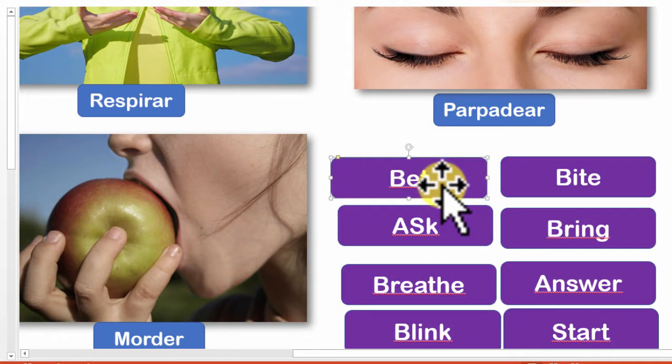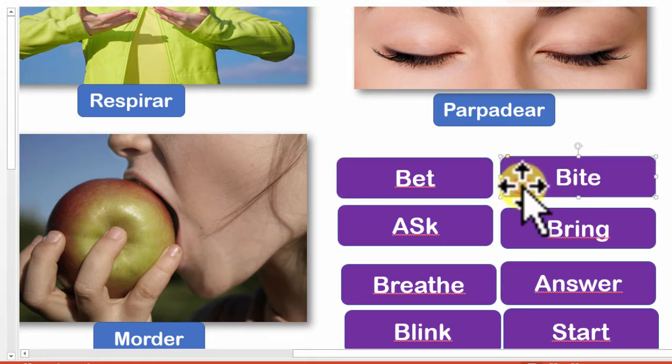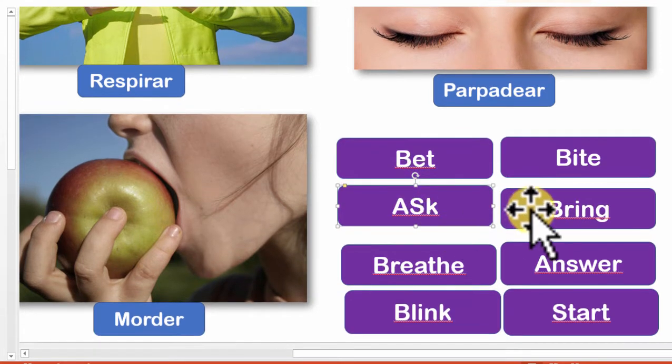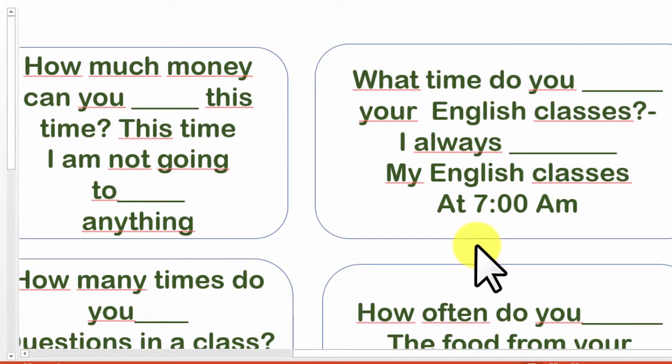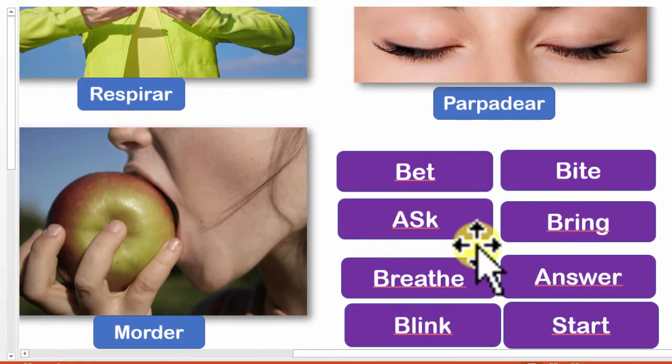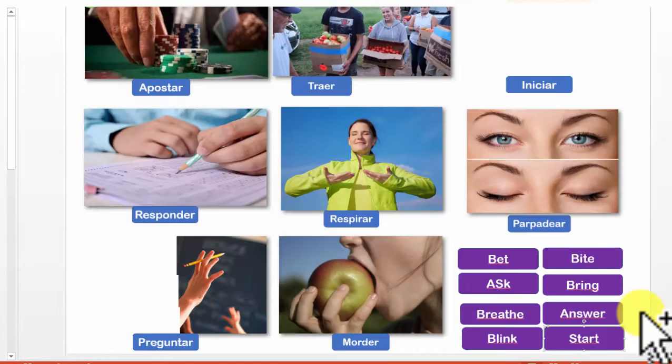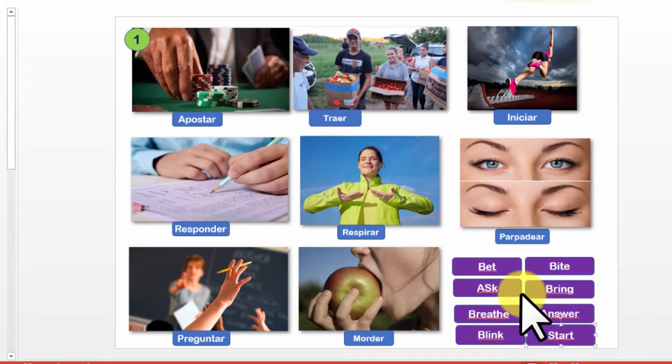Pongamos atención a la pronunciación. Bet, bet. Y repitámoslo. Bet, bite, bite. Ask, ask. Bring, bring. Breathe, breathe. Answer, answer. Blink, blink. Start, start. Ahora, let's match the verb in English with the picture.